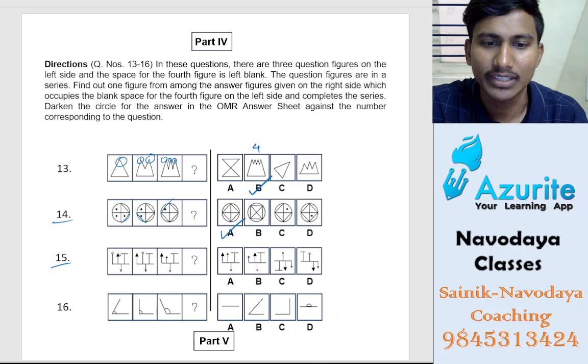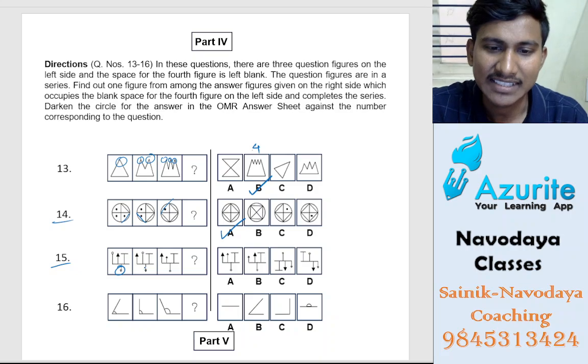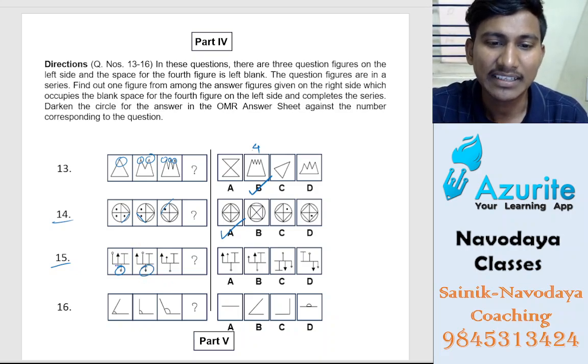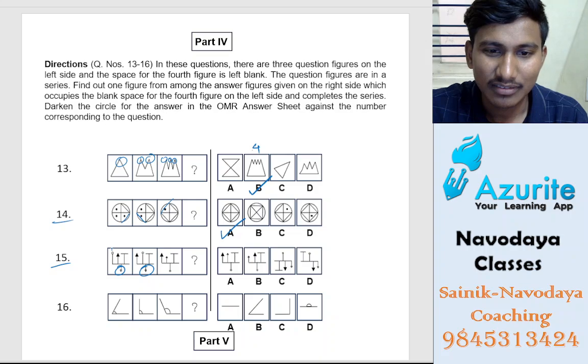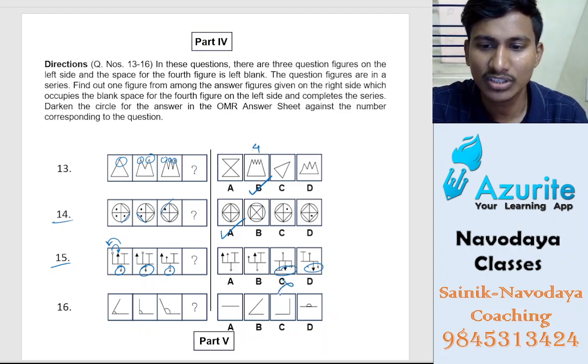Now the 15th one, don't be confused, you can go easily. This is the same, this is the same. What happened here? This changed here and it shifted to here in the next. So here this will be the same, and this one is not the same, so it is not the answer.